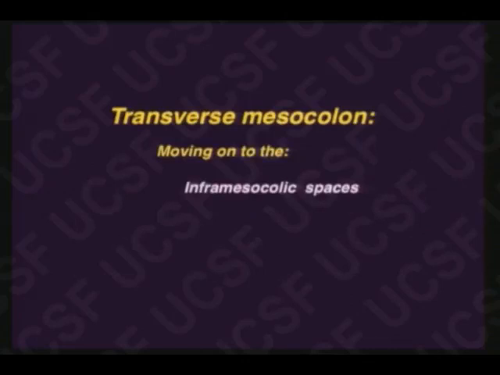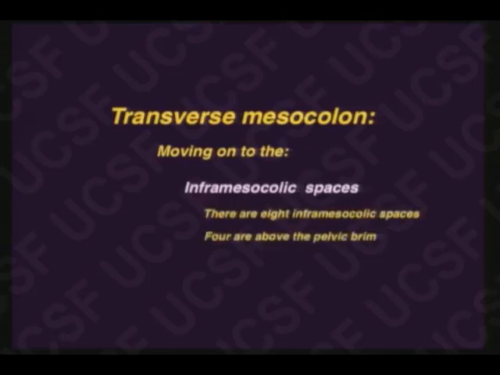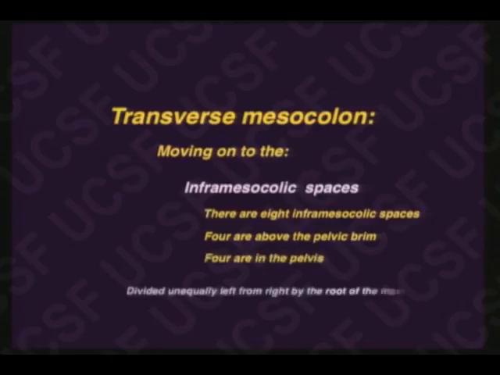Now we're going to move to the inframesocolic spaces, and I can hear the thoughts in your mind: well, Dr. Philly, up here you had the liver and the spleen, so you were kind of lucky. But now you're down there where all the bowel is. So how are you going to do in the inframesocolic spaces? Well, there are 8 inframesocolic spaces. 4 are above the pelvic brim and 4 are in the pelvis.